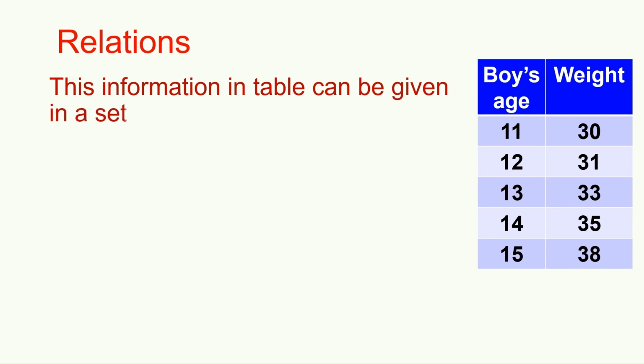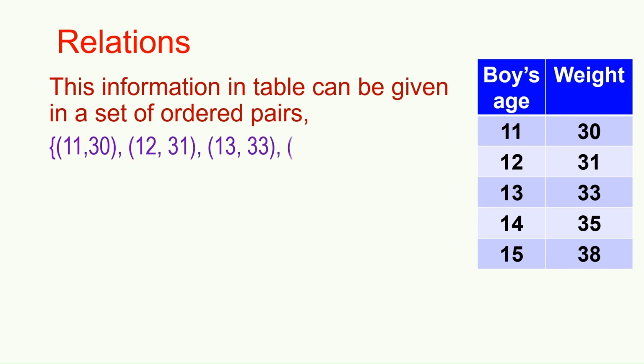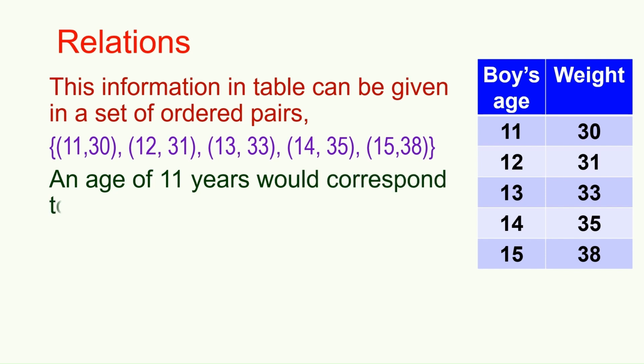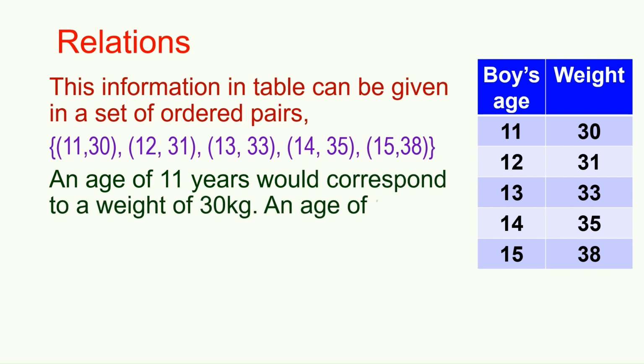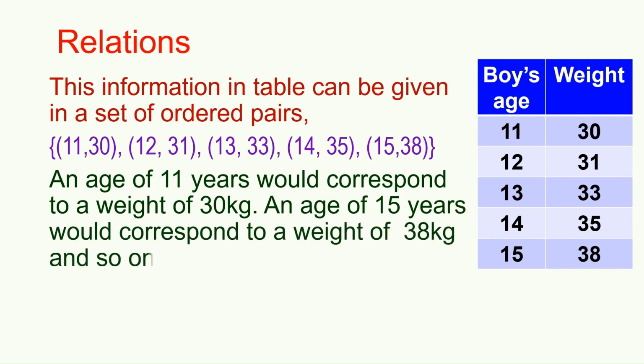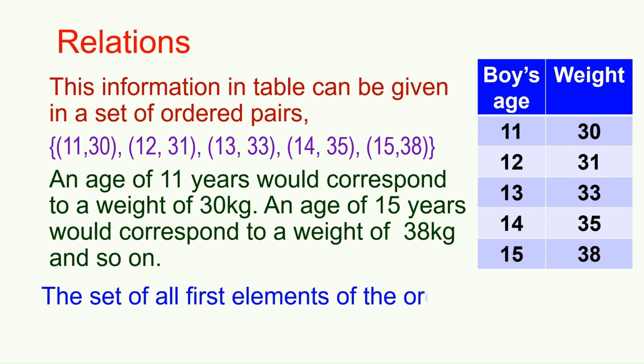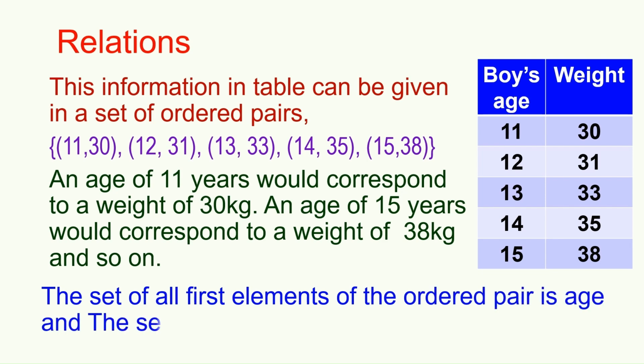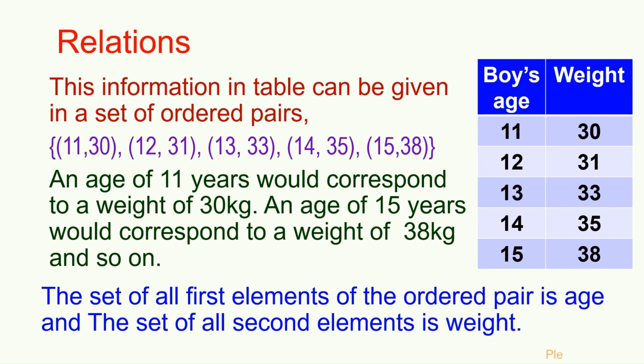This information in the table can be given as a set of ordered pairs: (11, 30), (12, 31), (13, 33), (14, 35), (15, 38). An age of 11 years would correspond to a weight of 30 kilograms. An age of 15 years would correspond to a weight of 38 kilograms, and so on. The set of all first elements of the ordered pairs is age, and the set of all second elements is weight.